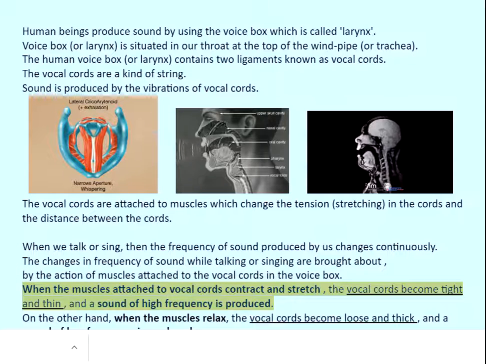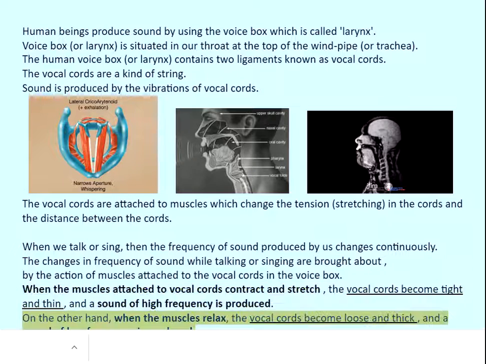When the muscles attached to vocal cords contract and stretch, the vocal cords become tight and thin, and a sound of high frequency is produced. On the other hand, when the muscles relax, the vocal cords become loose and thick, and a sound of low frequency is produced.